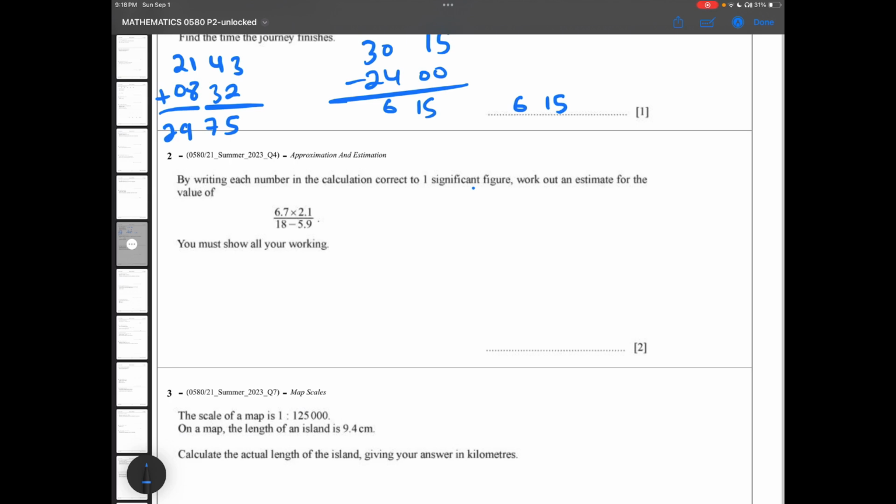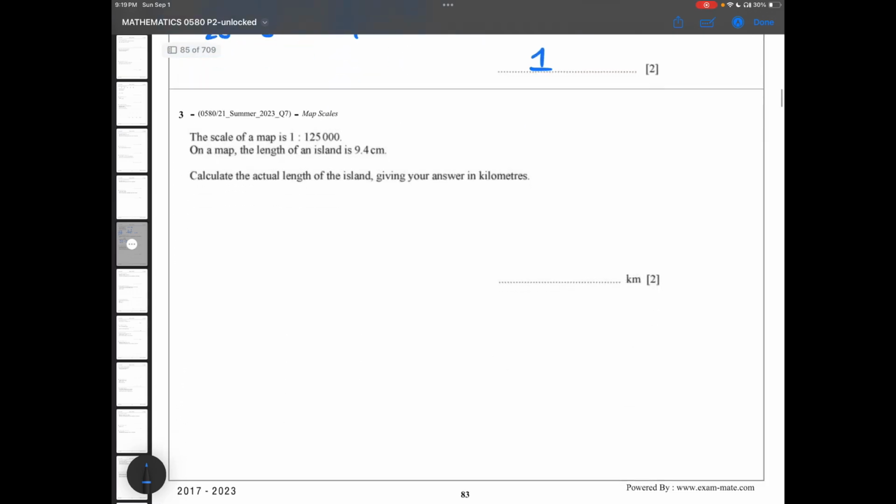So in this question, first we have to write each number correct to one significant figure. The first number 6.7, when it is rounded off to one significant figure, becomes 7. And 2.1 becomes 2, 18 becomes 20, and 5.9 becomes 6. So this has become a very easy question now. 7 into 2 is 14, 20 minus 6 is also 14. 14 upon 14 is equal to 1. So this is our answer. Now let's move on to the third question.